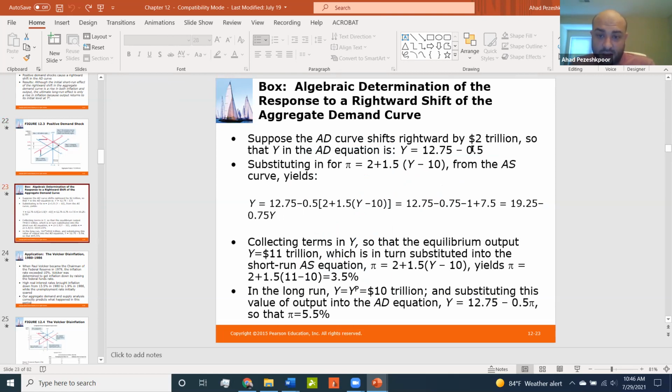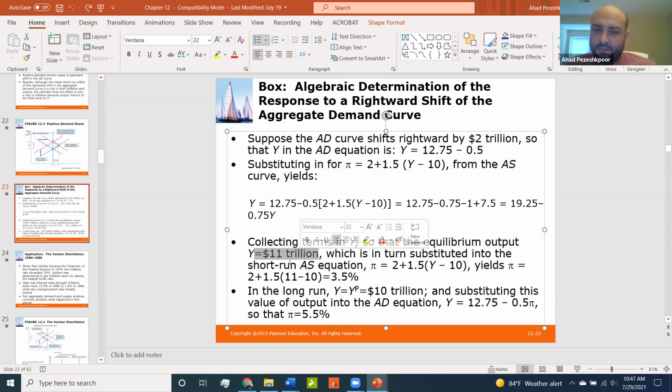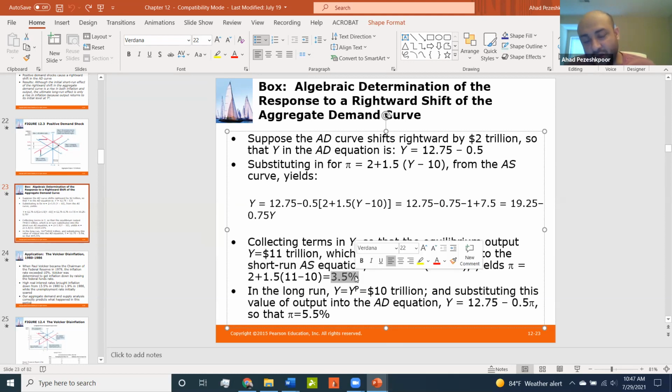Now, suppose the aggregate demand curve shifts rightward by $2 trillion, so that Y in the aggregate demand equation is equal to this. The intercept just increased by 2 trillion. Substituting in for pi, which is this from the aggregate supply, you'll have this. To find the new equilibrium, collecting terms, your new equilibrium would be 11 trillion, which in turn is substituted into the short-run aggregate supply, which gives you this new inflation.